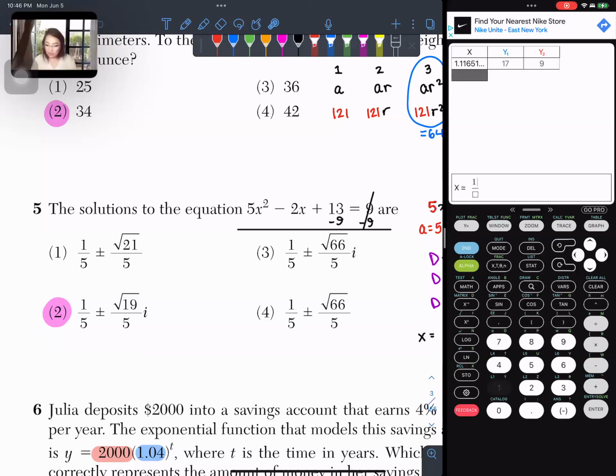What happens if I try to type in the correct answer this time? I'm just so curious. Does it work? Can you test it out on your calculator? Let me know if it works. I feel like my emulator might not work because it's an emulator, but let me know if yours works. I deleted everything, all that work. 1 divided by 5 plus 19 over 5.